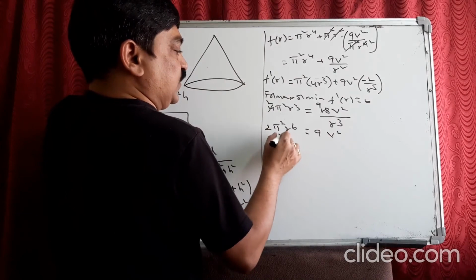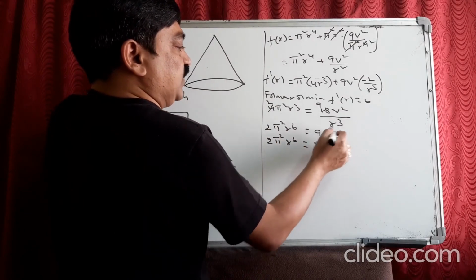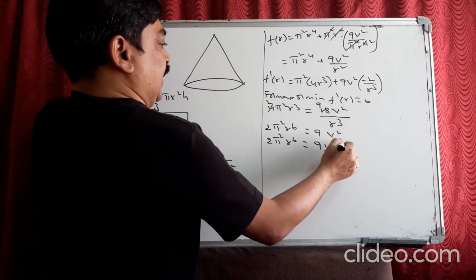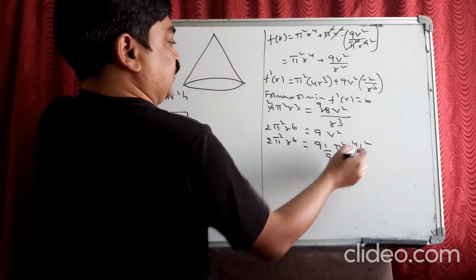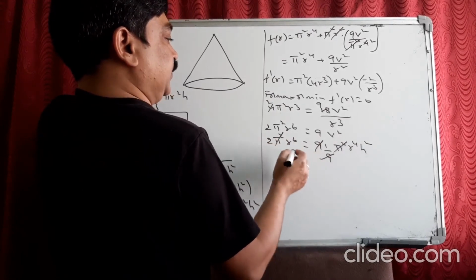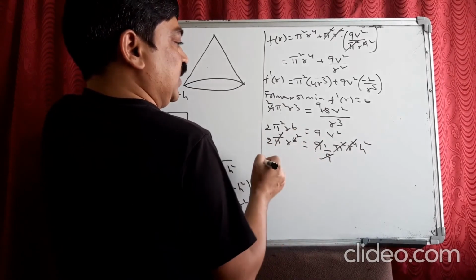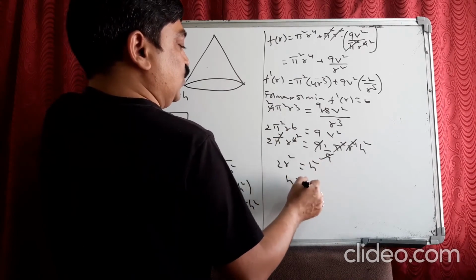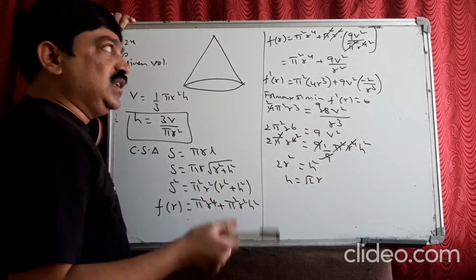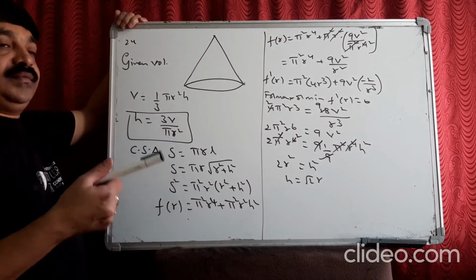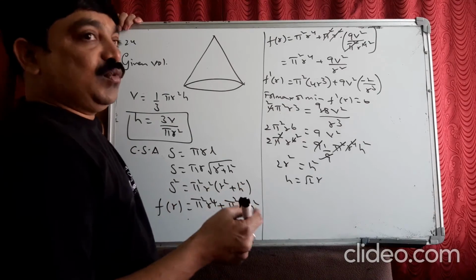So 2 pi square r power 6 equals v square, where actual v is 1 by 9 pi square r power 4 h square. 9 gets cancelled, pi square gets cancelled, r power 4 it becomes r square here. So 2r square equal to h square, h equal to root 2r. Proof is over, but still we have to prove that the double derivative is positive, because you are asked to prove minimum.